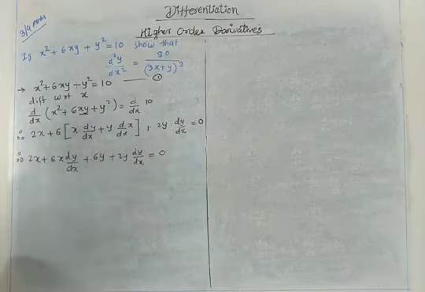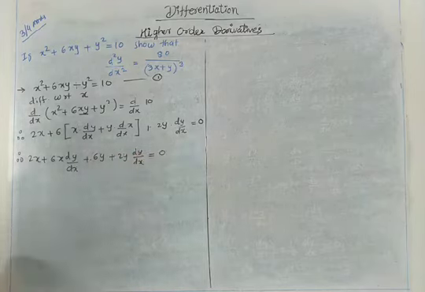Got it? This is the value of dy by dx, equation number 2. So now start with differentiation. Again differentiate with respect to x. So we will get d/dx of dy by dx is equal to minus d/dx of (x plus 3y) upon (3x plus y).